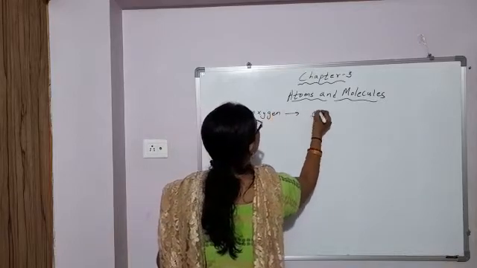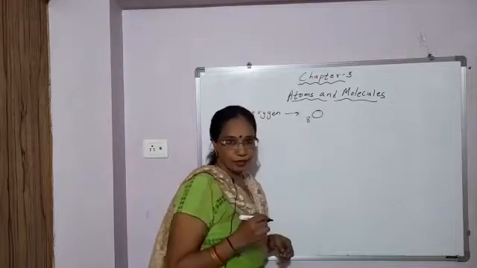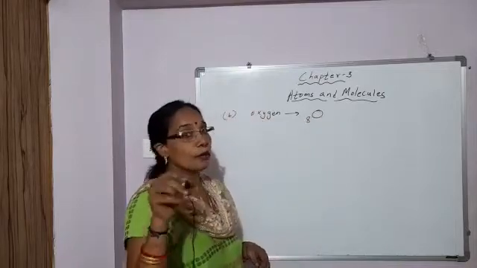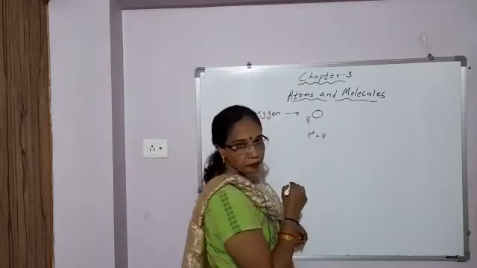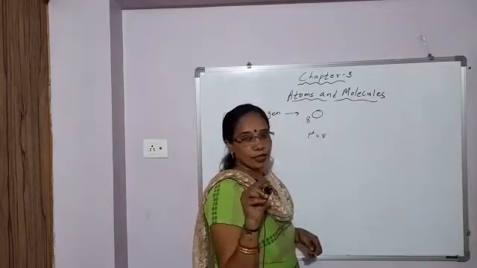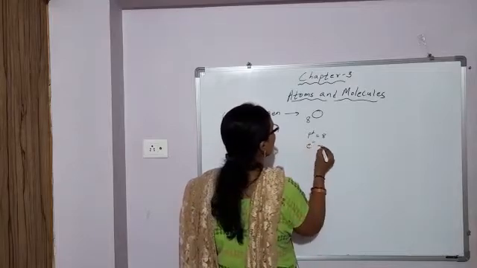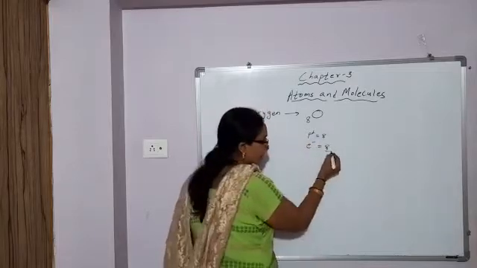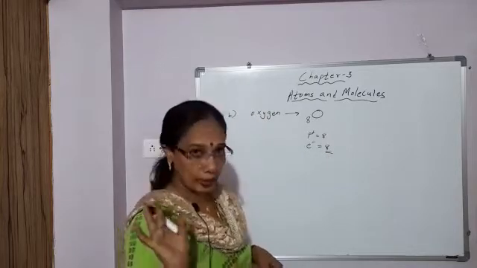What is the symbol of oxygen? O. Atomic number is 8. Atomic number is equal to number of protons, so protons are also 8. An atom is neutral, so number of protons is equal to number of electrons. So electrons are also 8. These 8 electrons distribute in different shells, that is electronic configuration.